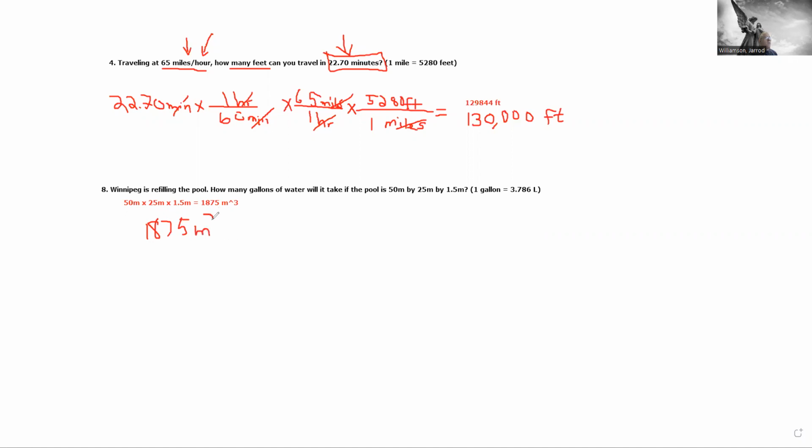So that is 1875 cubic meters. I don't know how to go straight from cubic meters to gallons, but when you look up conversion charts, you'll see that 1 gallon is 3.786 liters. You also see that 1 liter is 1,000 cubic centimeters. And you'll also see that 1 meter is 100 centimeters.